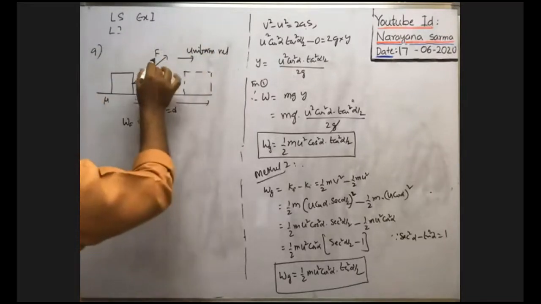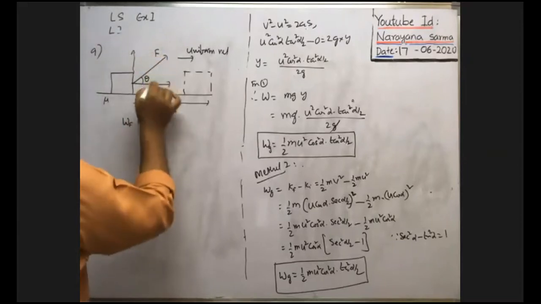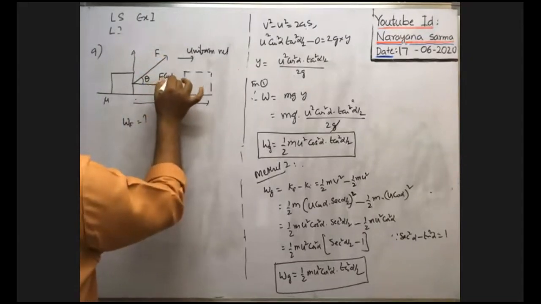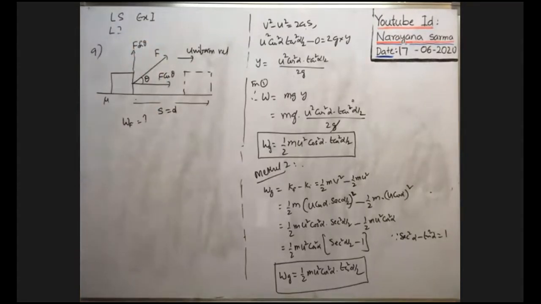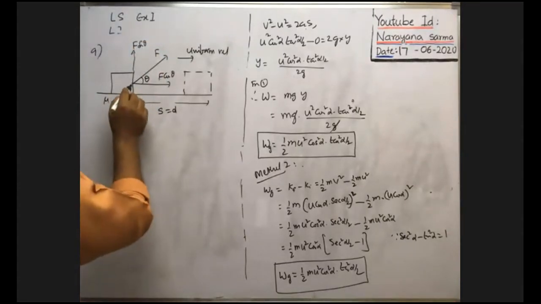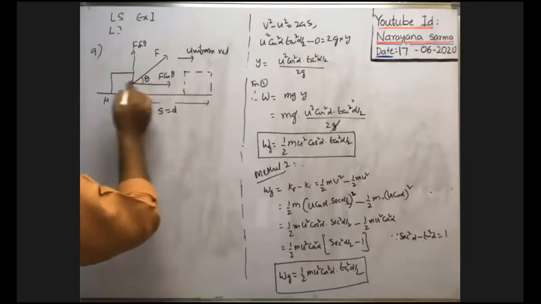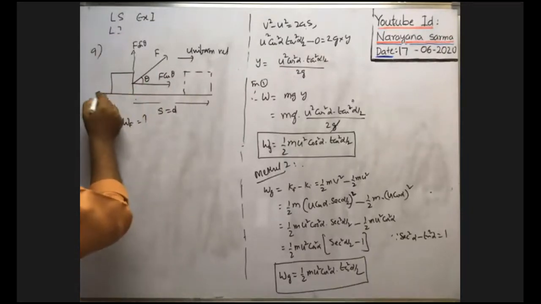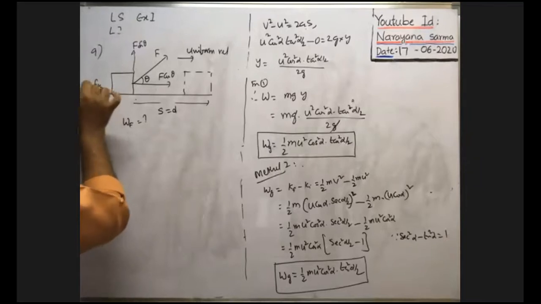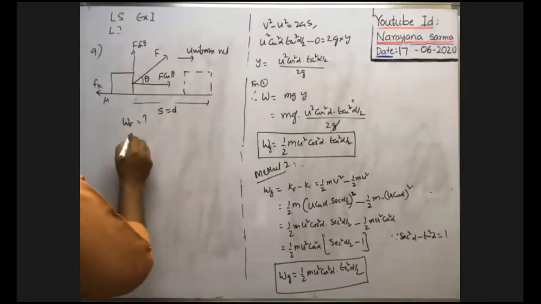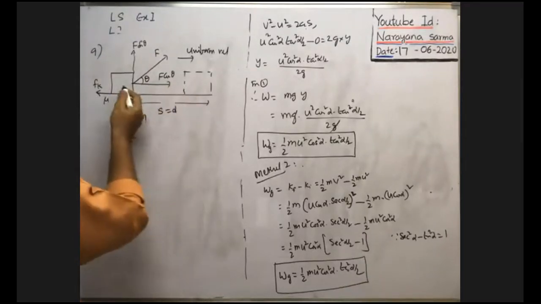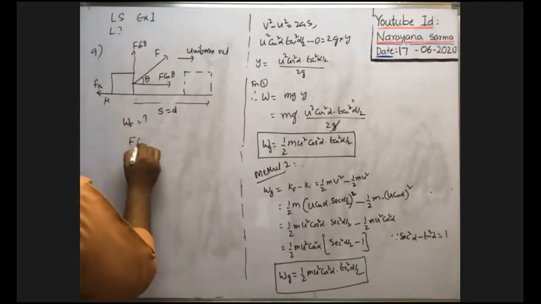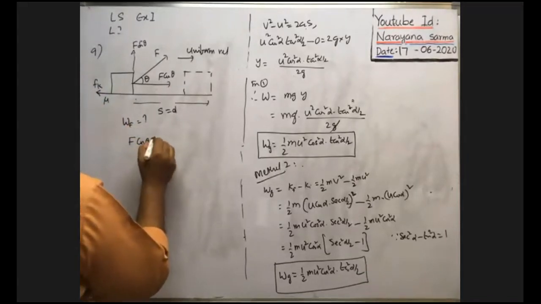Here, you resolve this force into components. In this direction, the force component is F cos theta. In this direction, the force component is F sin theta. Whenever the body is moving in this direction, opposite to the motion of the block, kinetic friction acts. As the body moves with constant velocity, definitely along the horizontal direction the net force is 0. Along the horizontal direction, F cos theta acts in this direction and Fk in this direction. So F cos theta is equal to Fk.